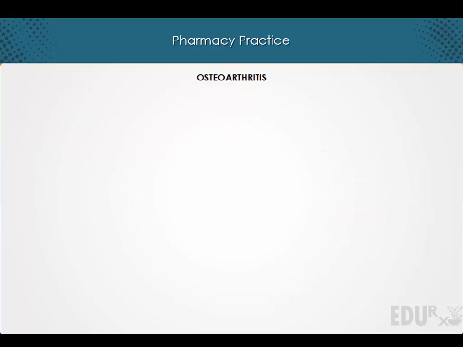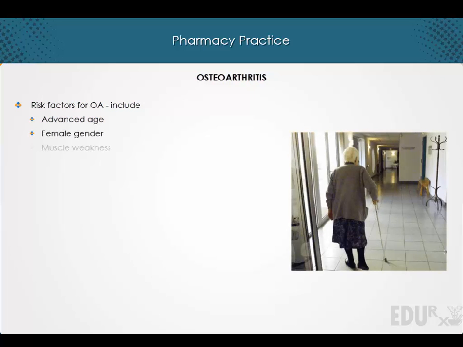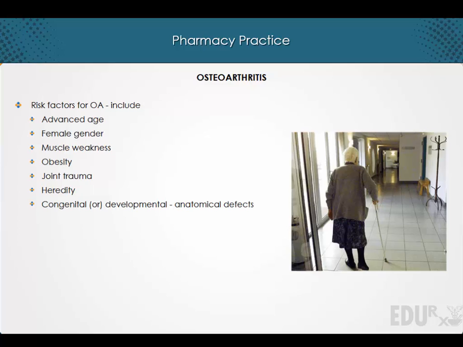Some of the major risk factors for the development of osteoarthritis include advanced age, female gender, muscle weakness, obesity, joint trauma, heredity, congenital or developmental anatomical defects, and repetitive stress.